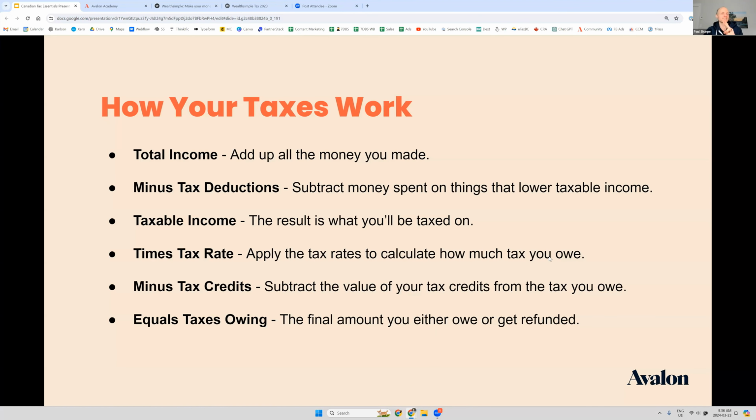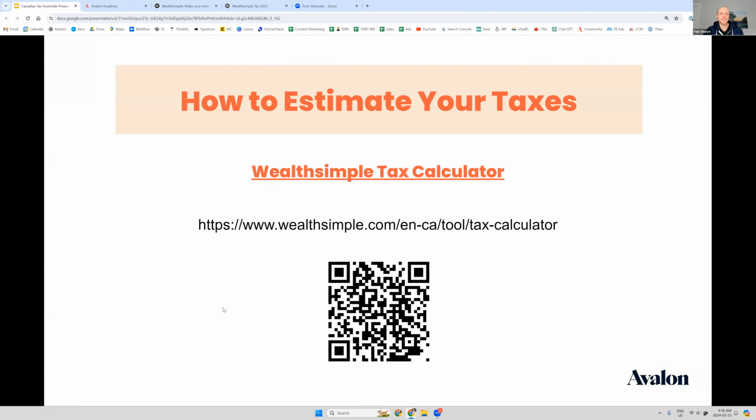Total income minus tax deductions equals taxable income. Multiply it by your tax rate equals amount owing. And then you subtract tax credits and you get taxes owing. So that's how your taxes work in Canada. And next I'll talk about how to estimate your taxes.